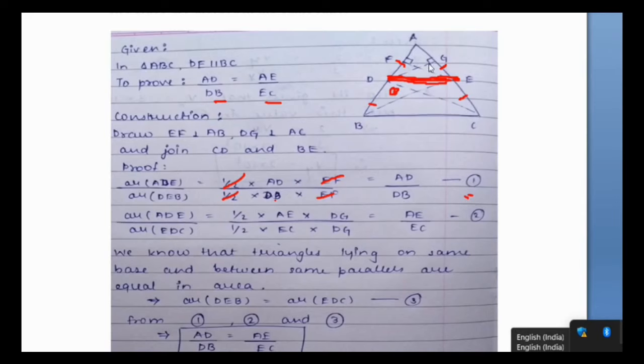Now we'll take another pair of triangles, ADE and EDC. EDC is this triangle. So we'll use the area of triangle formula, half into base into height, for both triangles. Half gets cancelled, DE will get cancelled, we'll get AE by EC. We know that two triangles having the same base and between the same parallel lines are equal in area. Therefore, area of DEB and area of DEC will be equal. So once they are equal, equation 1 and equation 2 can also be equated. So AD by DB is equal to AE by EC, hence proved.